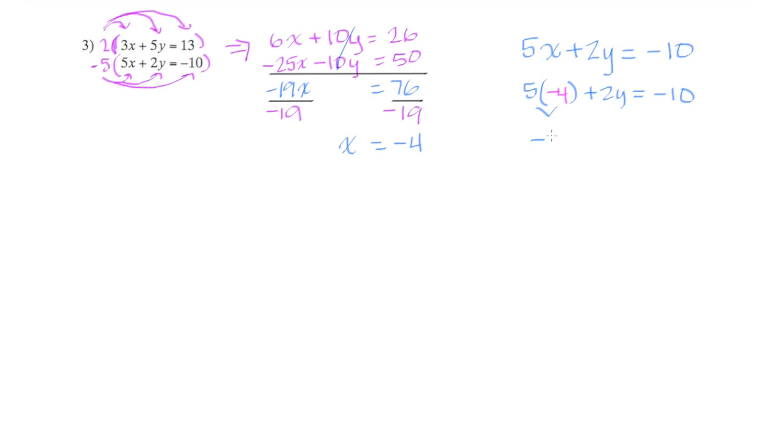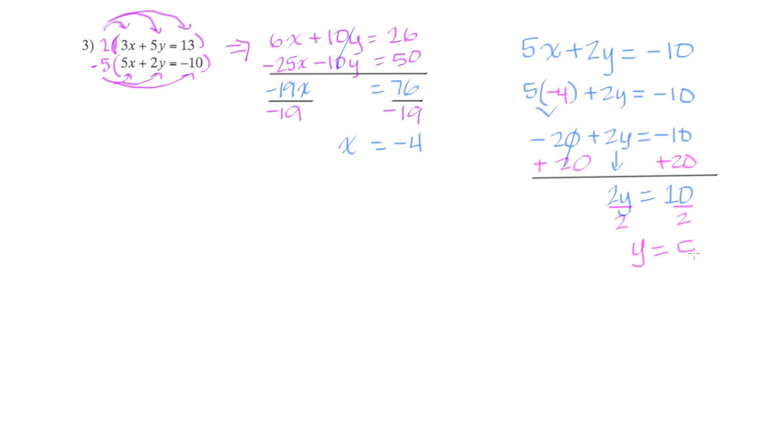5 times negative 4 is negative 20 plus 2y equals negative 10. I need to add 20 on both sides. Negative 20 plus 20 is 0. 2y is equal to 10. I divide both sides by 2. So y is equal to 5. So my answer is negative 4, positive 5.